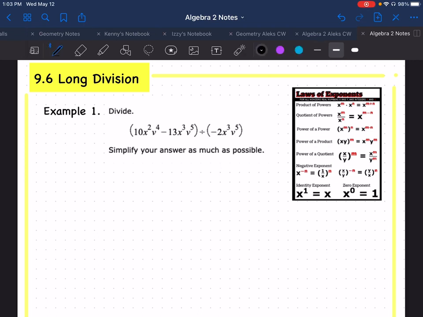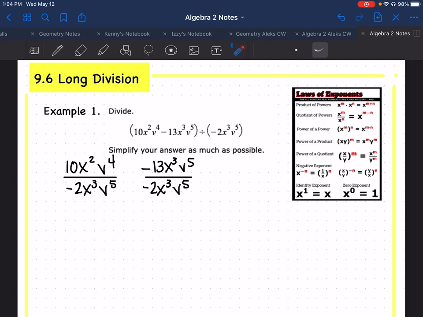So I'm going to start with 10x squared v to the fourth, and I'm going to divide that by negative 2x to the third v to the fifth. Then I'm going to take the second part of my binomial, and I'm going to think of it as negative 13x to the third v to the fifth. And I'm going to divide it by negative 2x to the third v to the fifth.